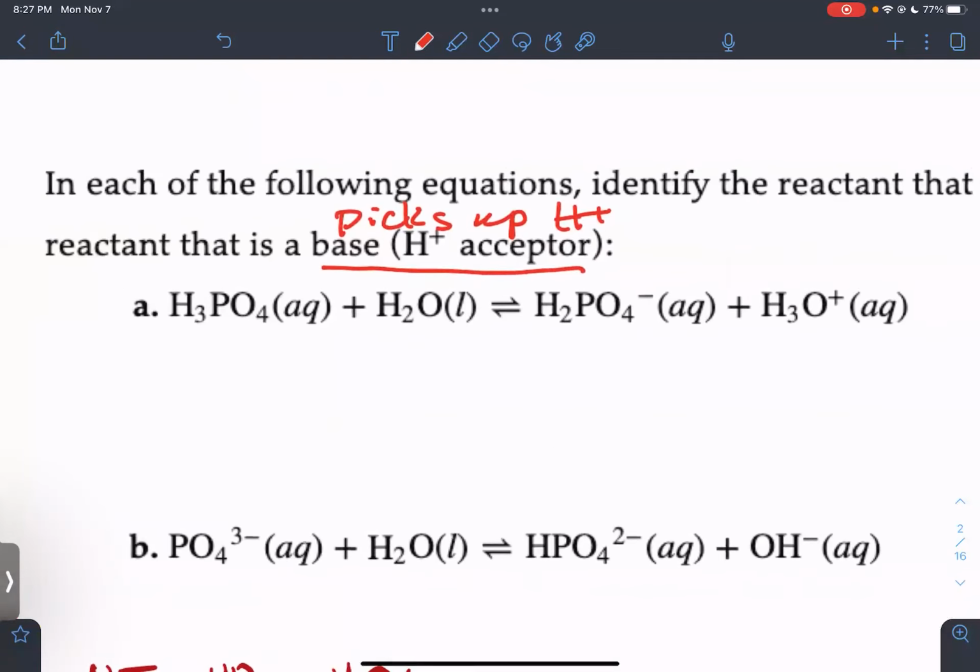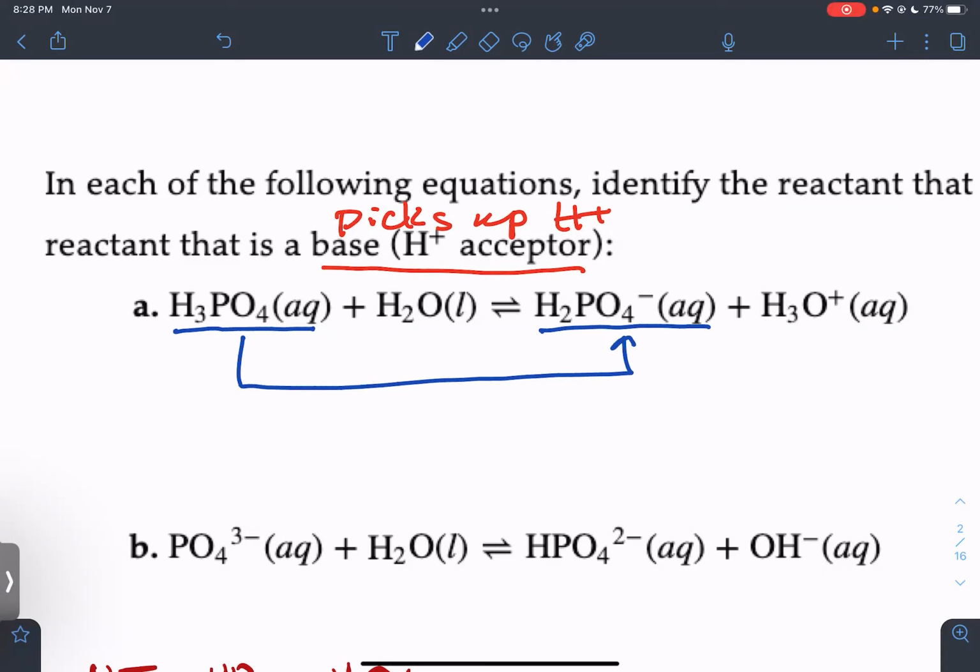If we look at our very first reaction here, let's try a different color. We have H3PO4. So what I'm going to do is underline H3PO4. Then I'm going to go look in the product side and find what looks the most similar to H3PO4. When I look over here, I have H2PO4- and H3O+. So which one looks as close to my original underlined reactant? It's this one. So I'm going to draw a little arrow so that I can start to see what's happening.